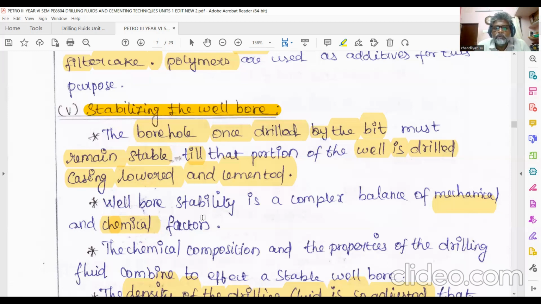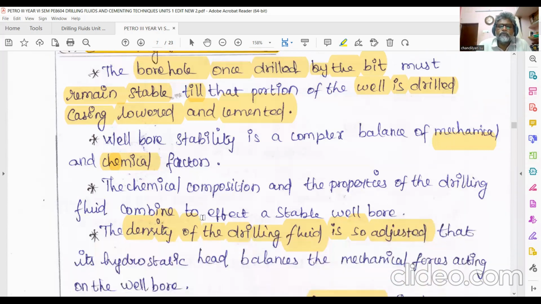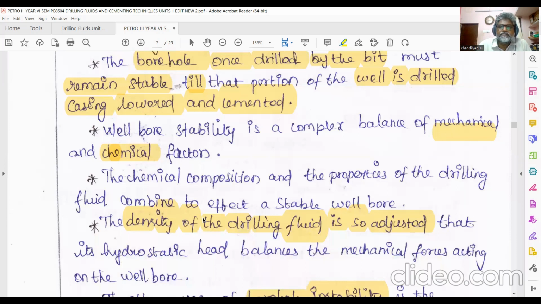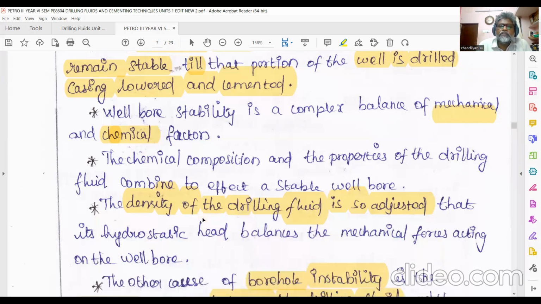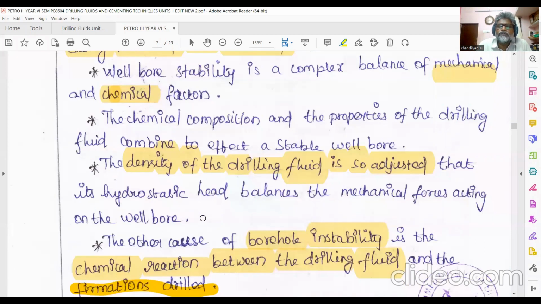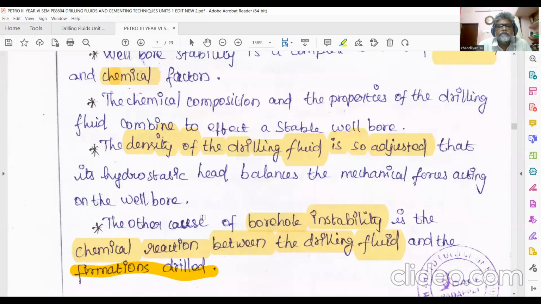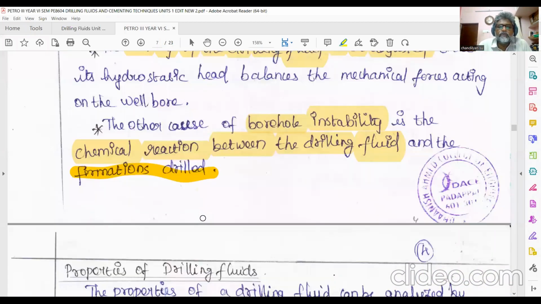There are two ways in which you do it. One is mechanical, the other one is chemical. Here we will be discussing chemical. The density of the drilling fluid is so adjusted that it exerts hydrostatic pressure to keep the pressure under control and the well bore stability under control. The borehole instability happens as a result of the drilling fluid reacting with the shales, the loose shales, the rock formations. If it is reacting, then the fluids can go into the formation, the formation can get dislocated, or it can slough, what we call sloughing of shales.